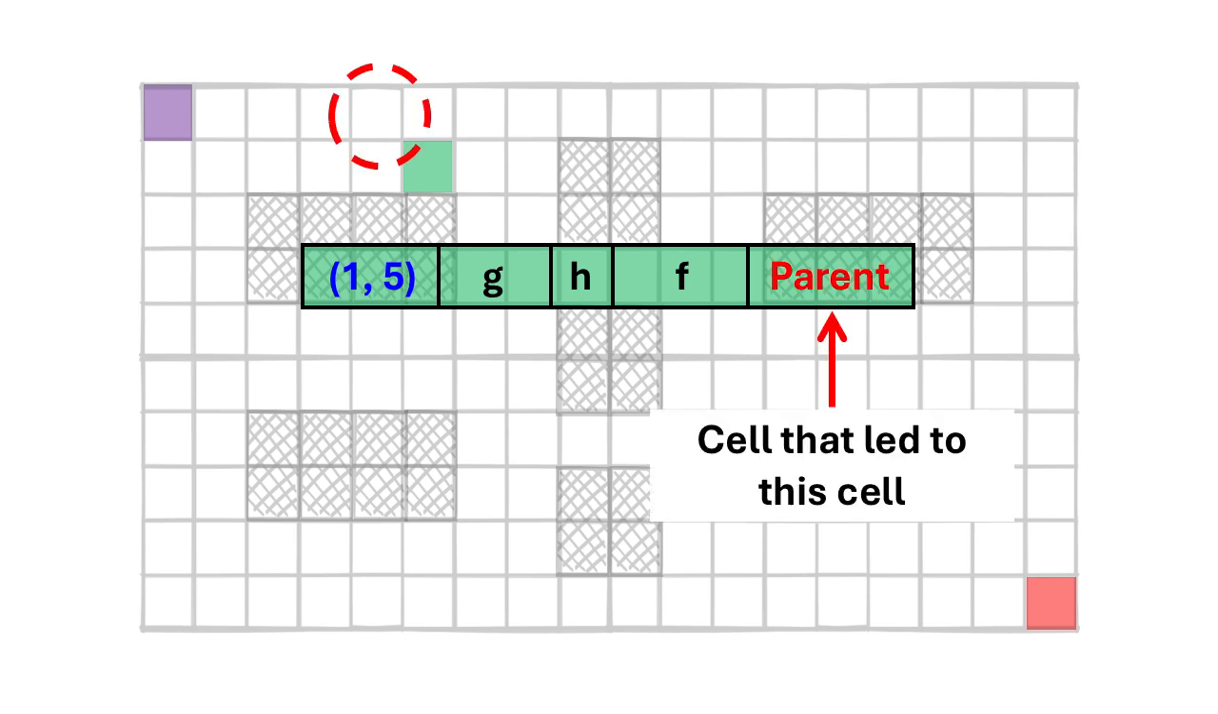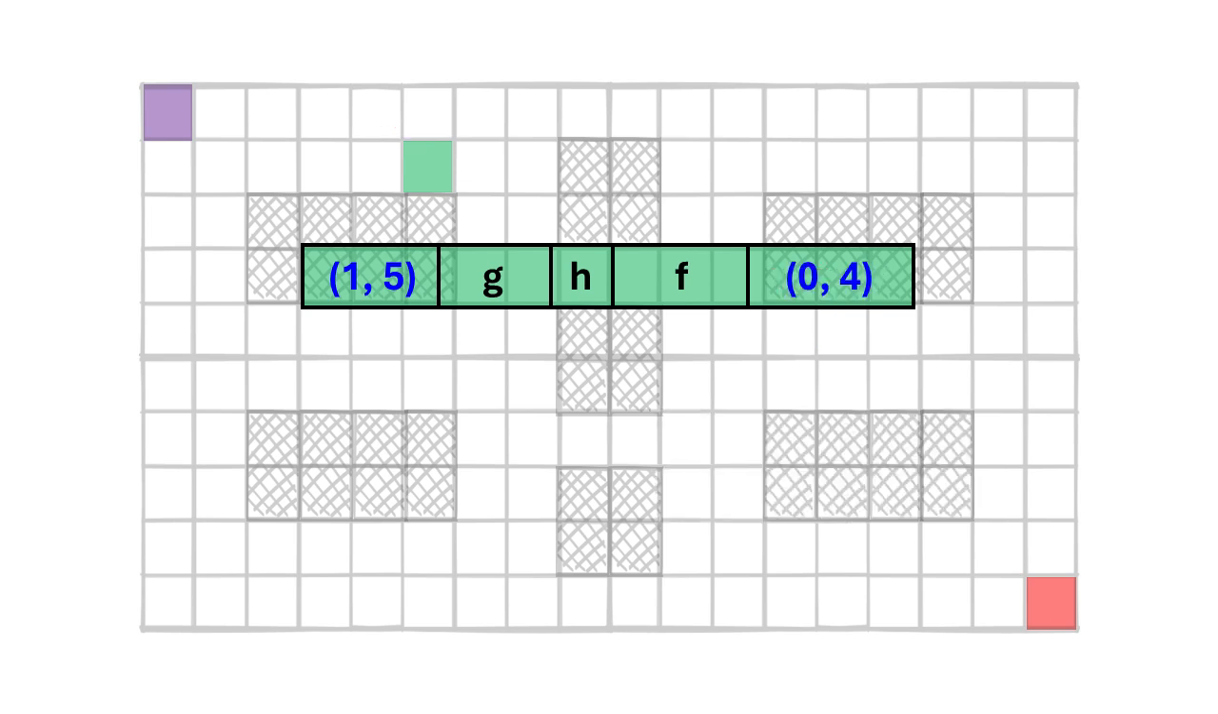Next, we're going to jump to the parent, because we need that to calculate some of the costs. Our parent is a cell above to the left. That's 0 rows and 4 columns. So let's add this to the node. The parent is also important for putting together the final path at the end, and allows us to know where each node came from.